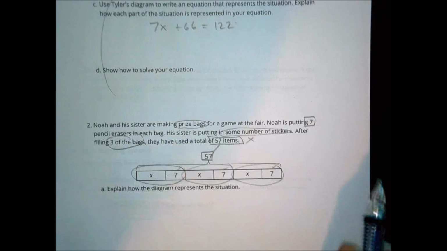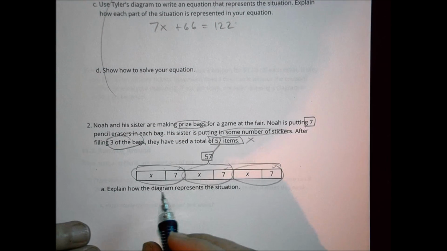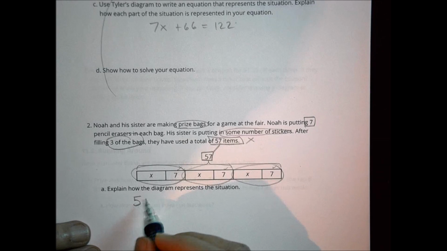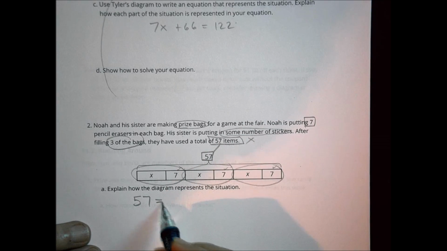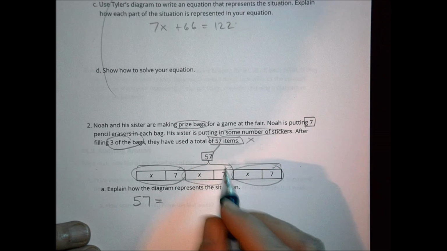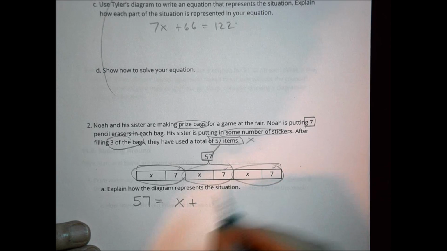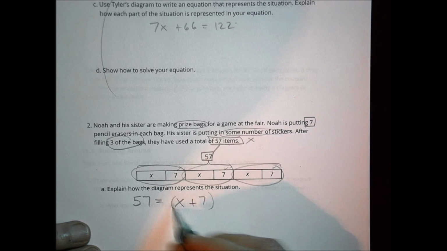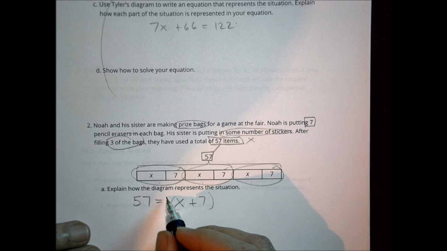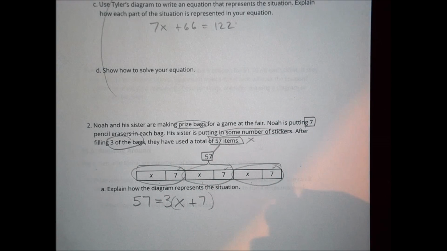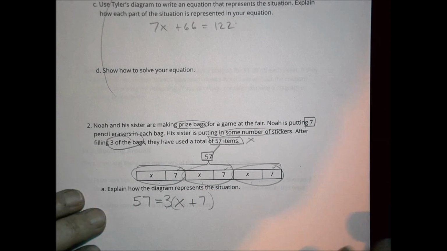So in this tape diagram, what we can see is our total number is 57. That's how many we have altogether. But what that 57 is going to be combined of is some number of stickers plus 7 pencils, and we're doing that 1, 2, 3 times. So this is what this one's going to look like. We have 7 pencils and some stickers happening in 3 different bags, and combined we're going to have a total of 57 items there. And that's the idea.